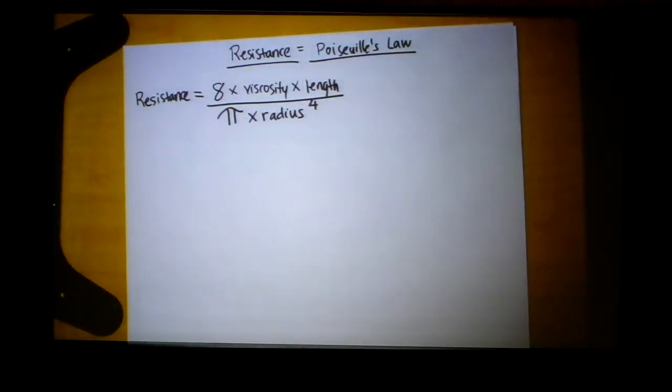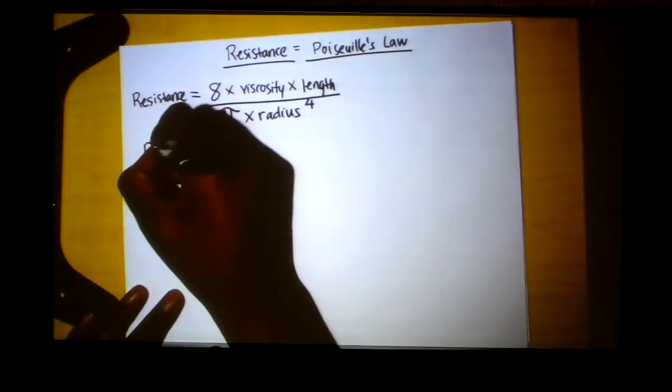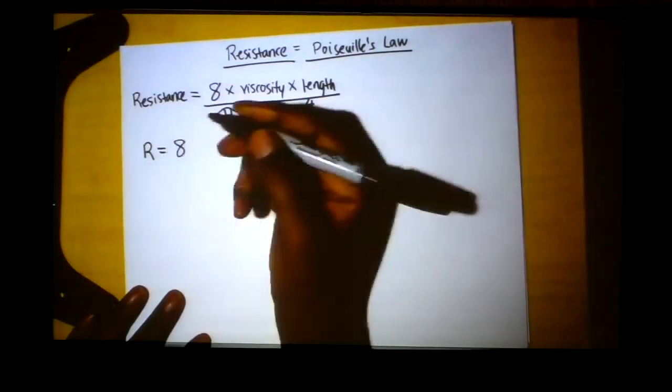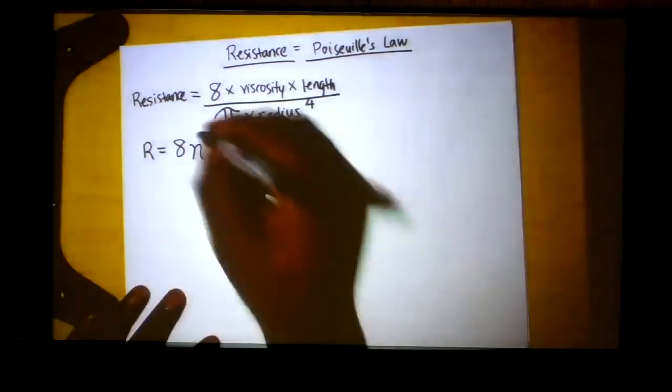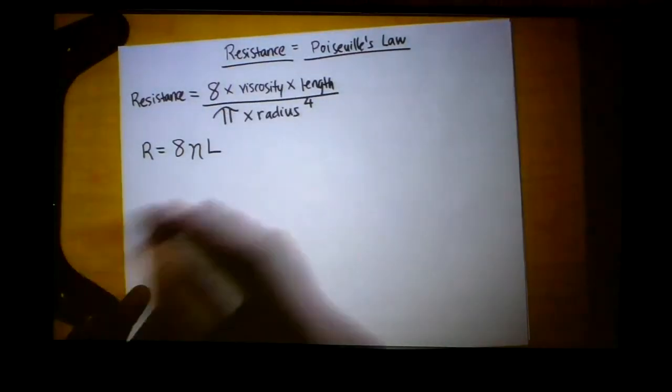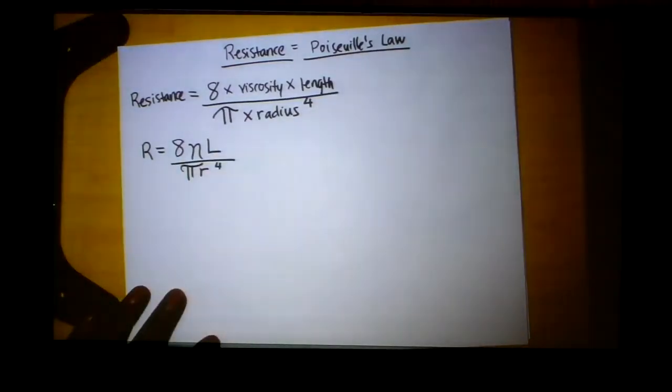So resistance is equal to 8 times the viscosity times the length of the vessel divided by pi times the radius raised to the power of 4. Ready? And to simplify this, we can say that resistance is equal to 8 eta, which is the Greek symbol that represents viscosity, L, which is our length, divided by pi r to the 4th, okay, or pi r4.